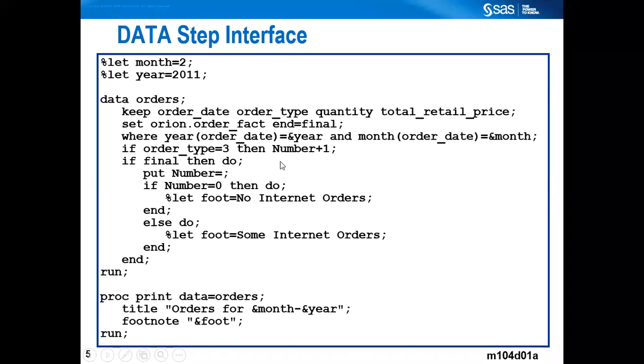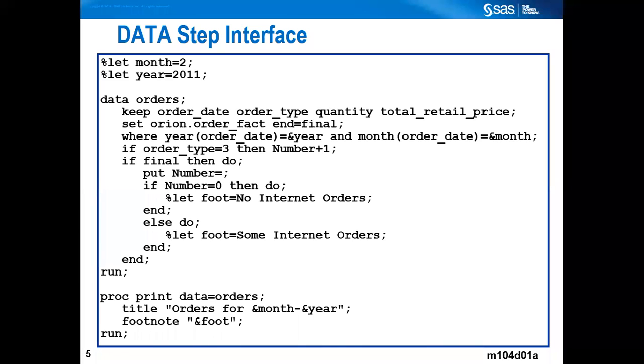All right, is this code understood, everyone? Instead of some internet orders, is there a possibility to get the number of internet orders? We'll do that later. At this point, just understand this. Is this fine? Yeah. Is this code understood? Yes.